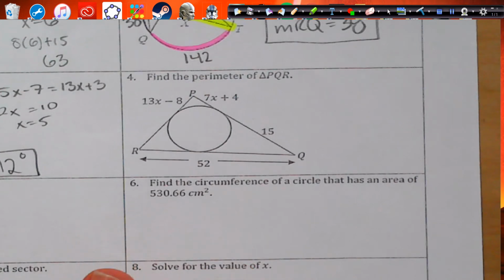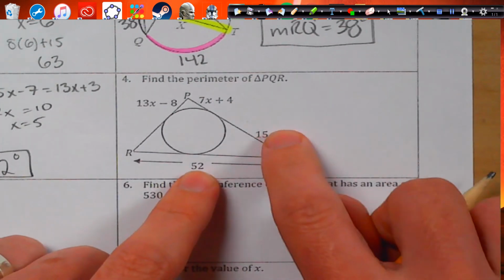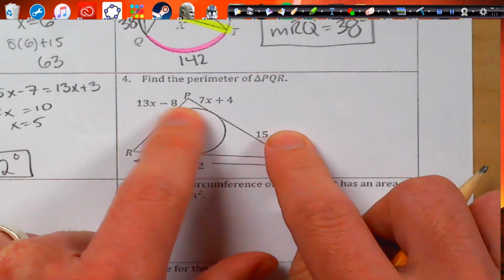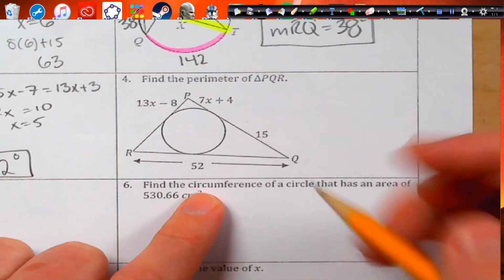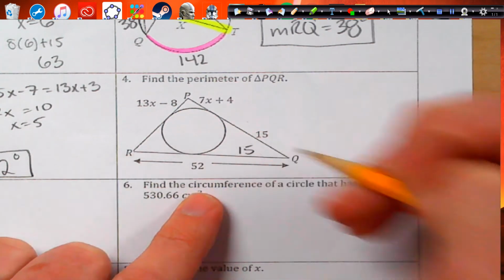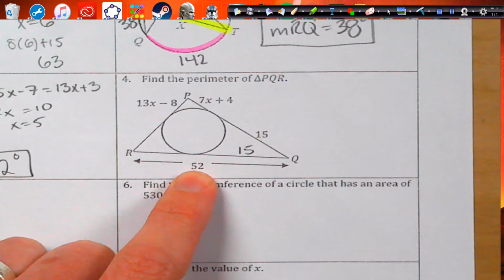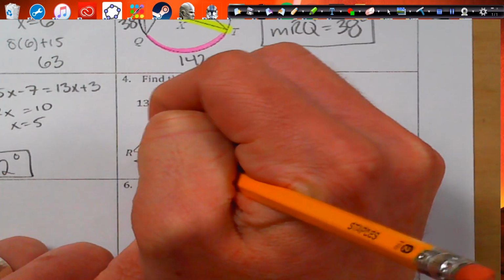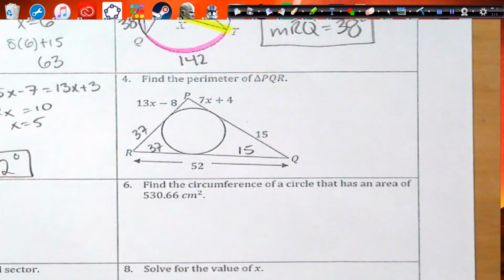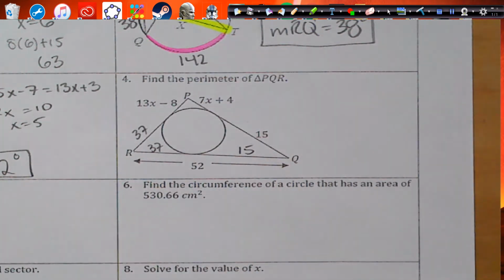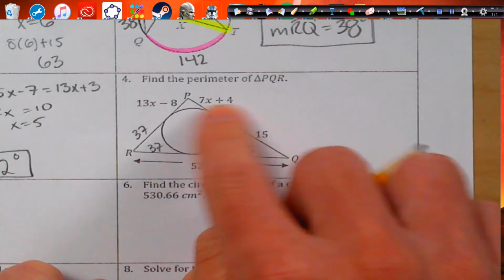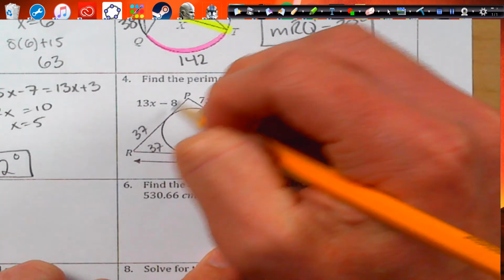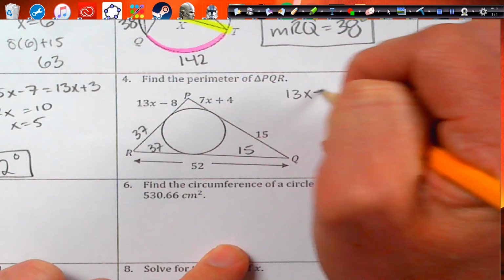Okay, this one's pretty tricky here. First, these are congruent to each other, so we'll solve that in a second. But if this is 15, that means this is 15. And then if I do 52 minus 15, I know that this is 37 and this is 37. So finding out all those pieces is crucial. Now, those two are congruent because of the point with a tangent, so we're going to set those equal to each other.